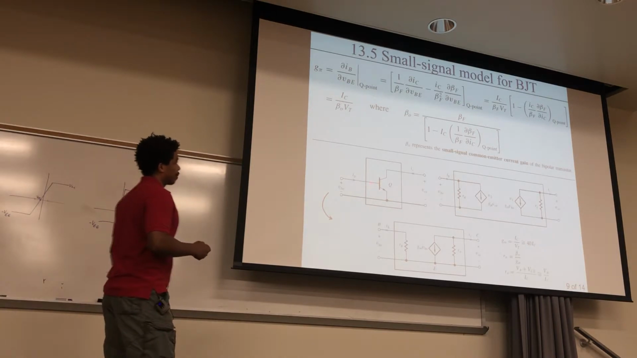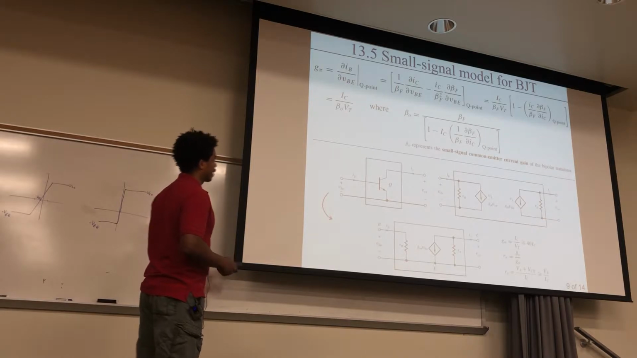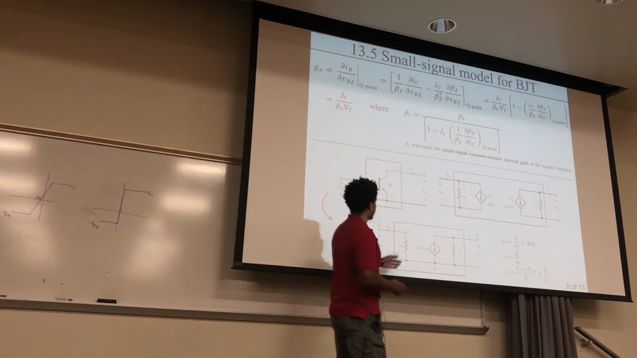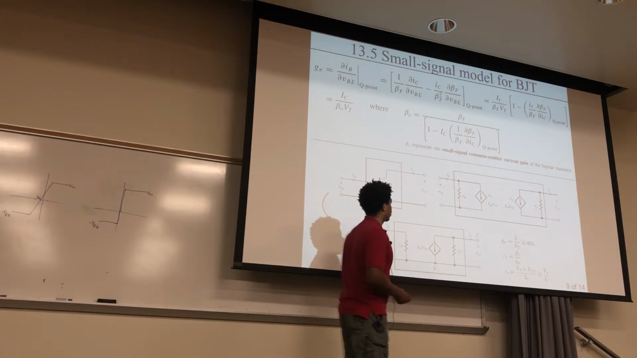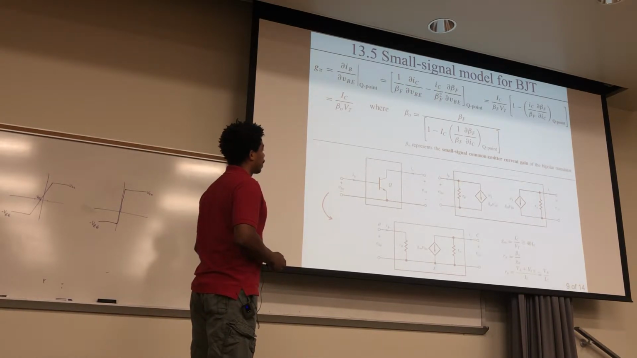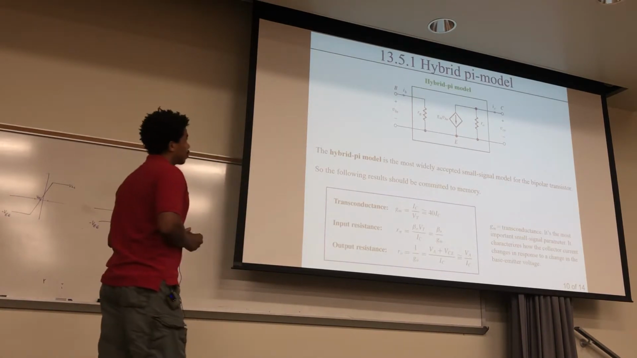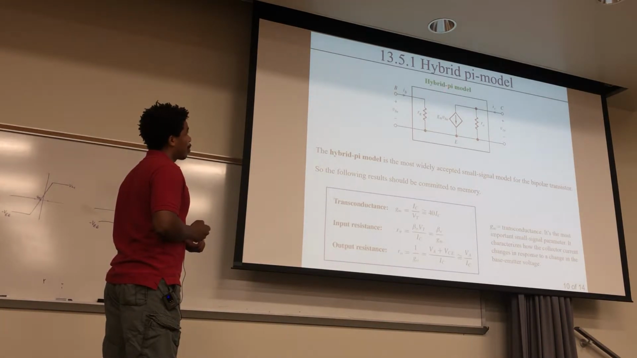So here's our model, and now we can convert it to this. The big thing here, like we were talking about, is that this term right here, that transconductance, is 0, so you can eliminate it from your model. And what the book says is that this is actually the hybrid pi model.